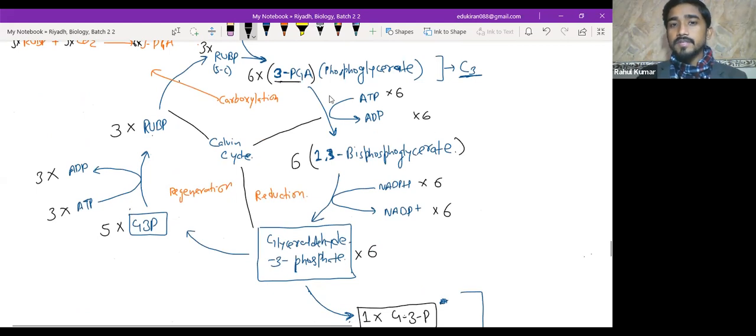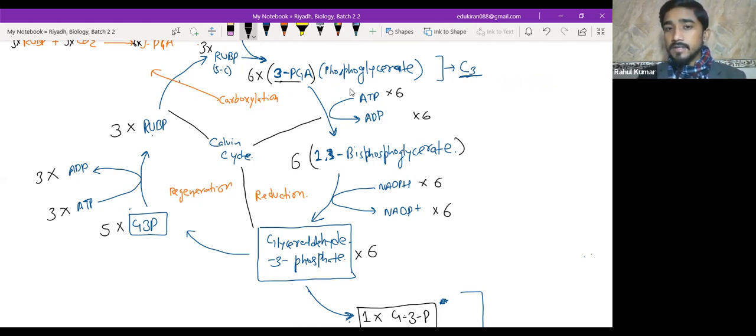So this 3 PGA, 3 phosphoglycerate, is the first stable product of this Calvin cycle, where we have taken CO2 in a gaseous form and have successfully fixed it in a 3 carbon molecule. Is it clear? Yes, sir. From this step onwards, the next step, this is called the carboxylation step, where the carboxylation of RuBP is happening. RuBP is accepting a CO2.